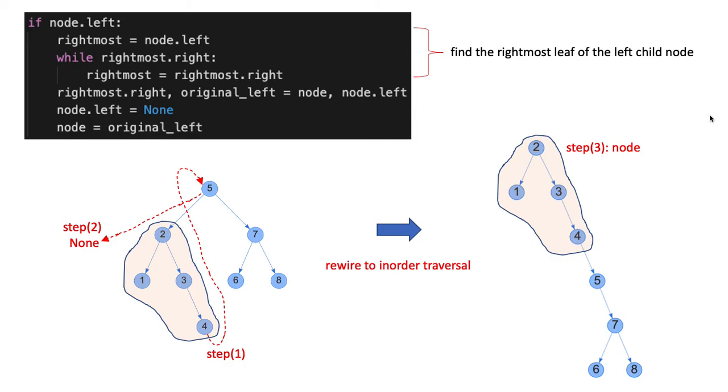Now we will consider a more general case. In this case, we have the 3 lines of code here. They will give us the rightmost leaf of the left child node, and then we'll point the right of the rightmost leaf to the root node. And after this whole set of lines of code, we will be able to rewire the original tree to a tree that gives us something a lot closer to in-order traversal.